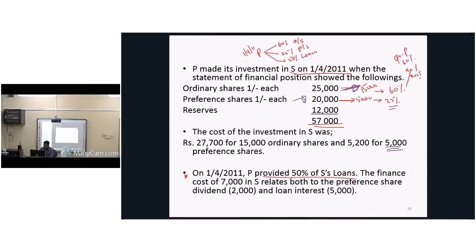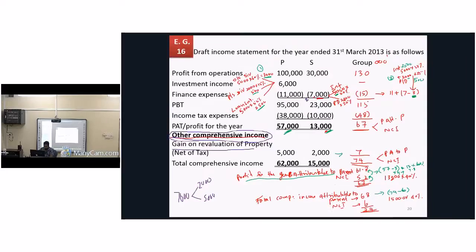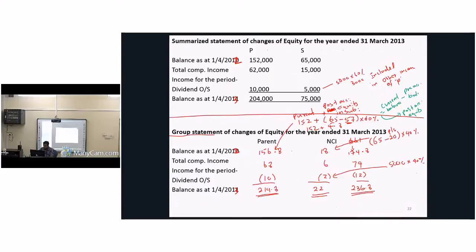It's preference share dividends. Look here, very clear. Preference share dividends, right. That's all about information. This is about the statement of owner's equity. We can go to that later.